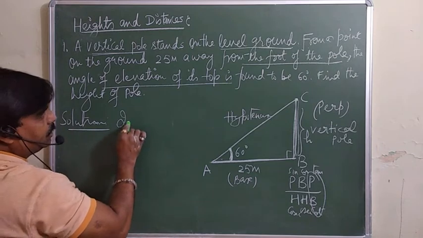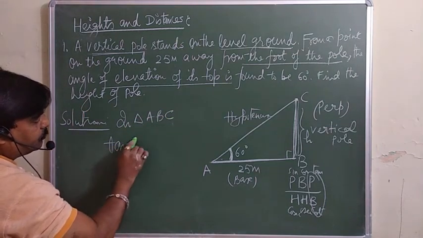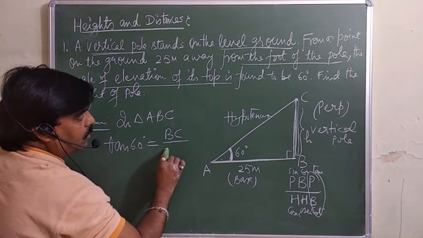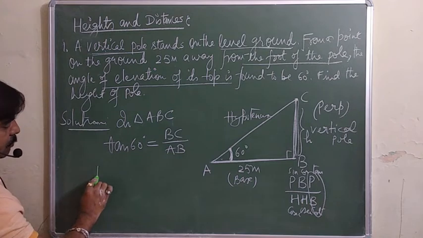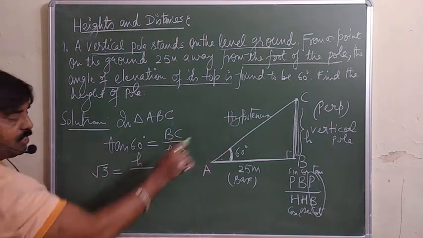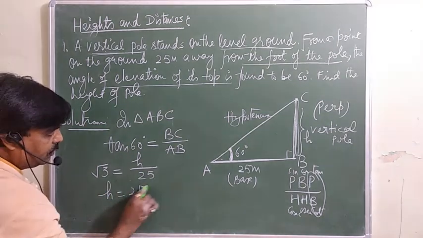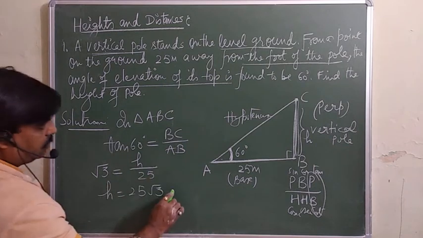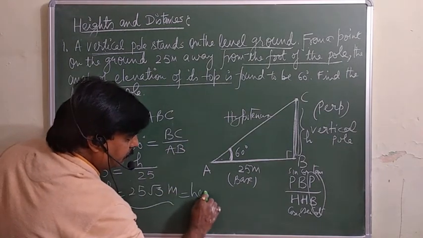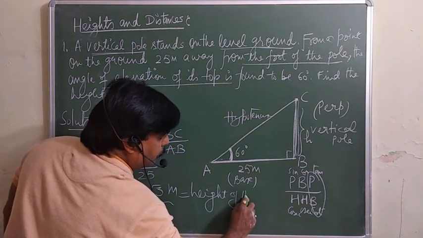तो हमें क्या करना पड़ेगा, जैसे in triangle ABC you are supposed to take tan 60. Tan 60 means perpendicular over base, that is BC over AB. The value of tan 60 is root 3. BC, that is the height of the pole, is H, and this is 25. So H is equal to 25 root 3 meters. So this is the height of the pole.